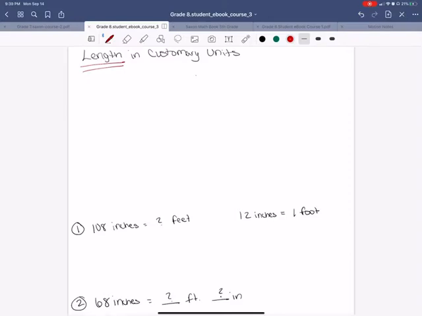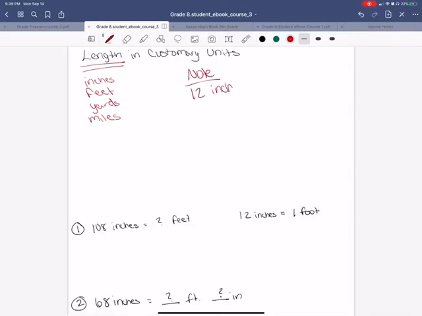All right. So let's quickly review when we talk about length and customary units. Customary units are the units that are used widely in the United States, just like it says at the top. Those units measure in inches, feet, yards, and miles. Remember the chart that's in our book? One of the big notes that I want everybody to remember is a few things.